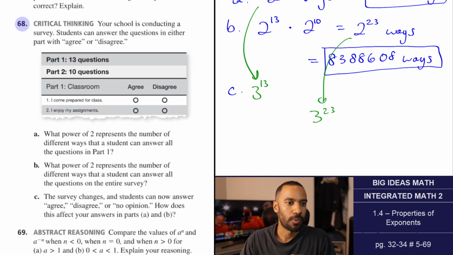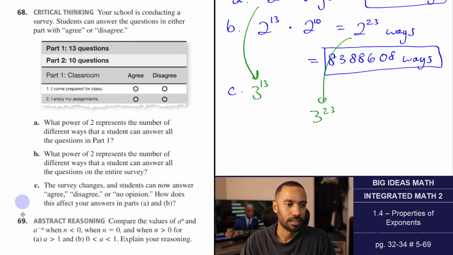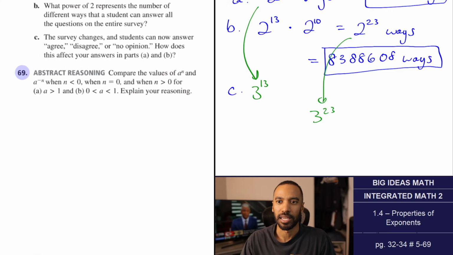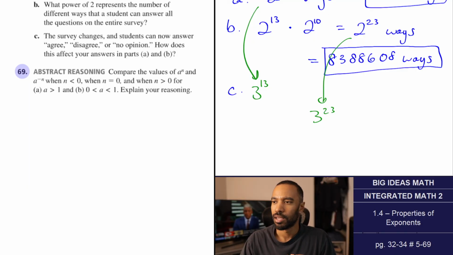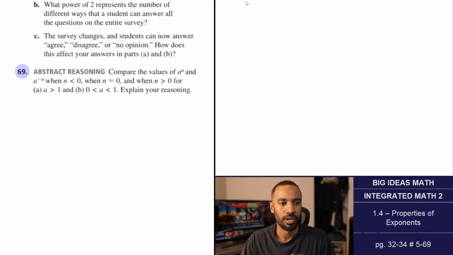All right, and last question, number 69. Abstract reasoning. Compare the values of a to the n and a to the negative n when n is less than 0, when n equals 0, and when n is greater than 0, for a greater than 1, and a between 0 and 1. Explain your reasoning.